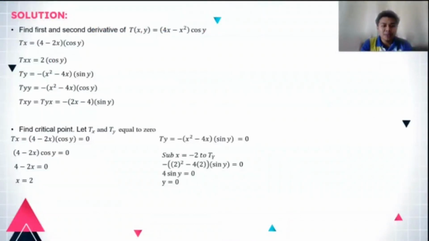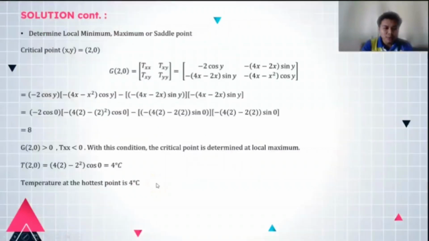The first step is we must find the first and second derivatives of the function. This is the first and second derivative of the function. Then we need to find the critical point. We let Tx and Ty equal to 0, and then we get x equal to 2 and y equal to 0. Then we need to find D to determine local minimum, maximum or saddle point.